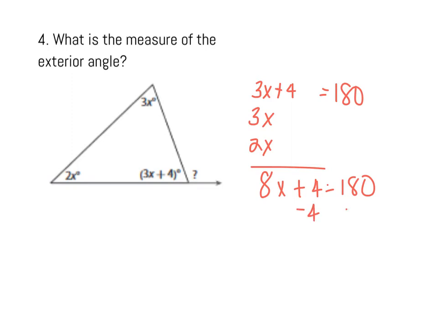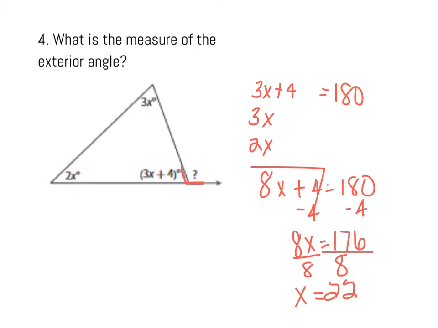I'm going to subtract 4 from both sides. I'm left with 8x equals 176. Divide both sides by 8, and I get x equals 22. Go back to the question. That question is asking for the exterior angle. That was not labeled x, so I am not done.